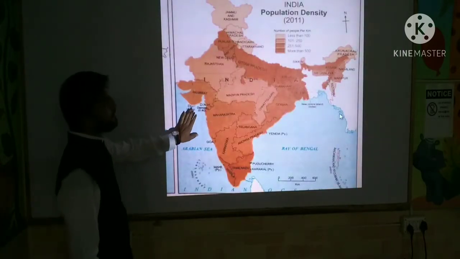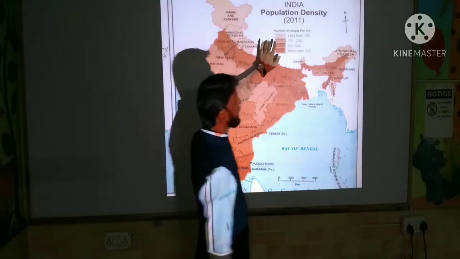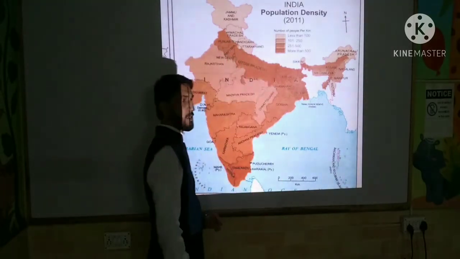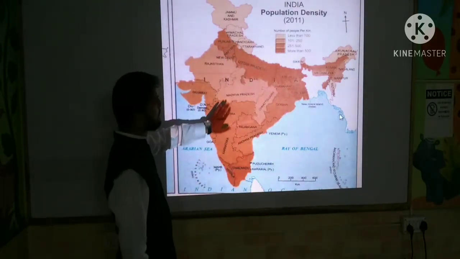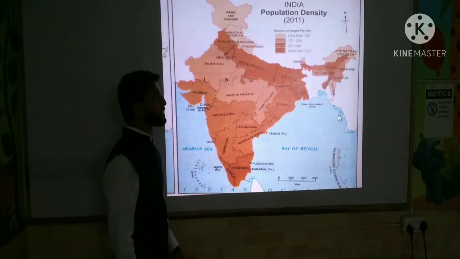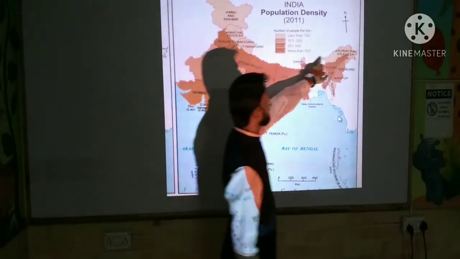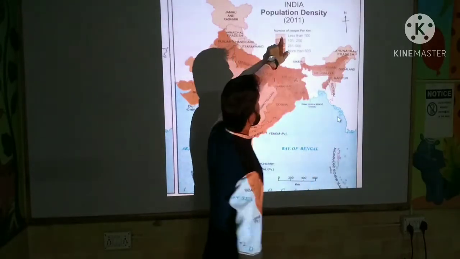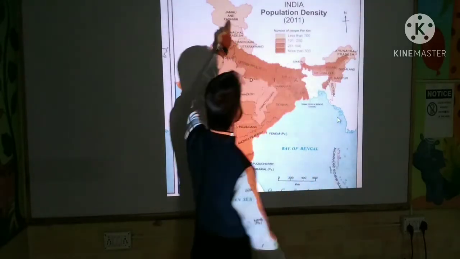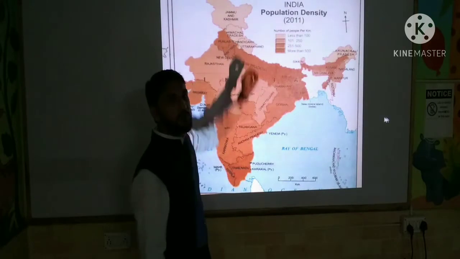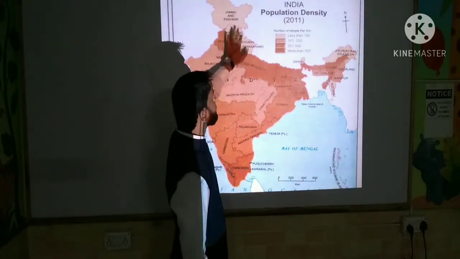So students, if we try to understand the population density in our country as per the location and physiography, this is the mountainous region. Here you can understand that fewer than 100 people per square kilometer live. It means a less populated area.